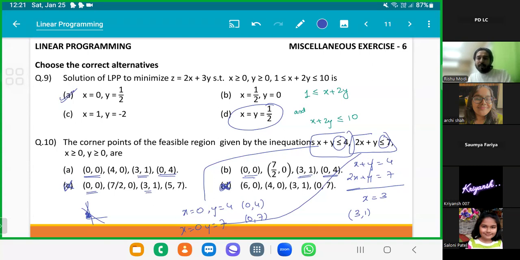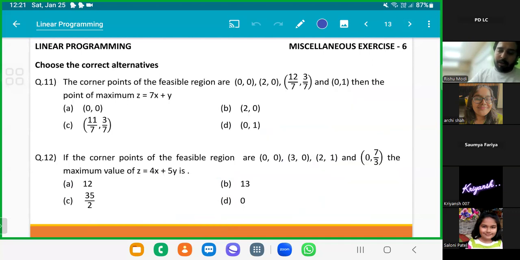So now I am left with option A and option B. Now I will substitute y is equal to 0. In the first equation, y equal to 0 will give you x equal to 4. And y equal to 0 in the second equation will give you x is equal to 7 by 2, which is 3.5, which is close to the origin. So my answer will be option B. I hope everyone understood how we solve these questions. Very good. So question number 10, the answer will be option B.